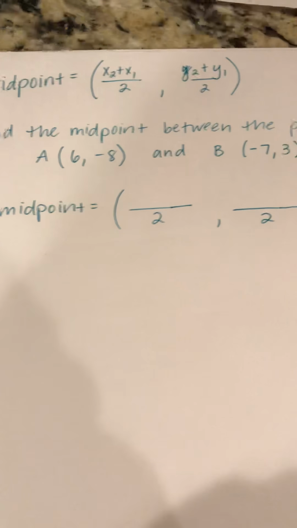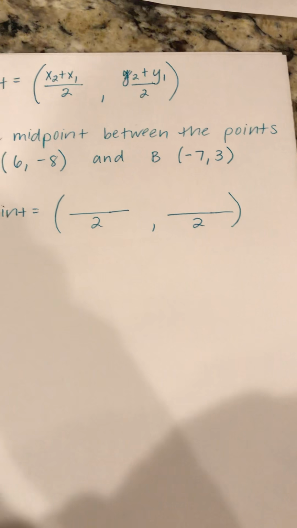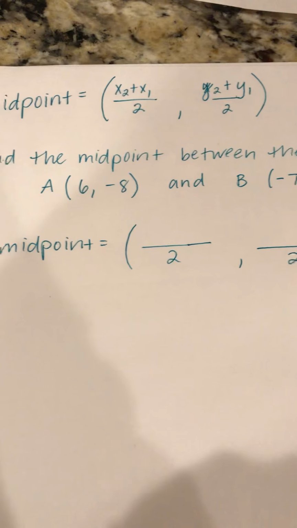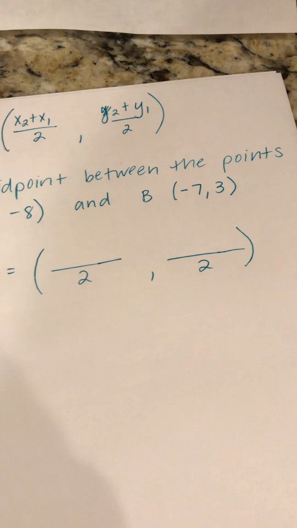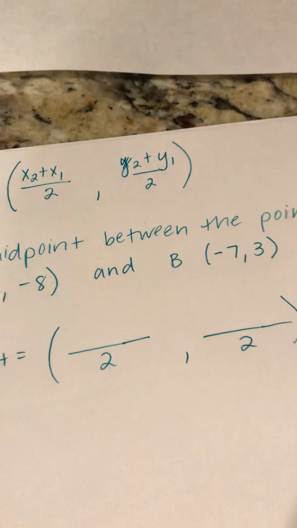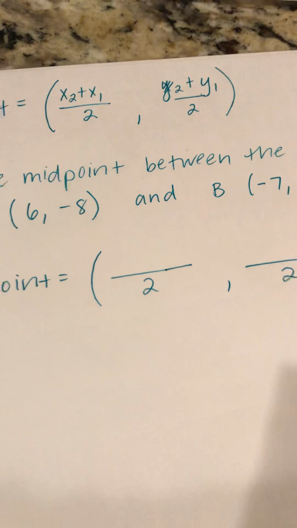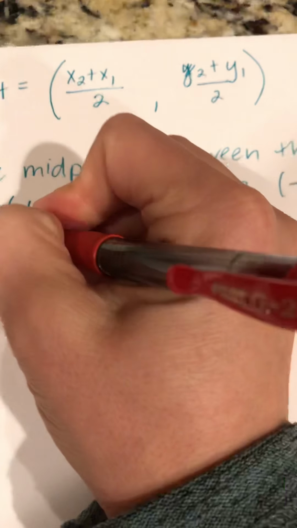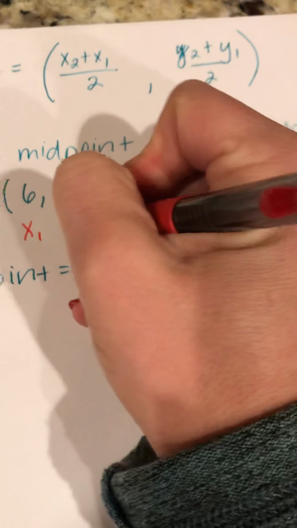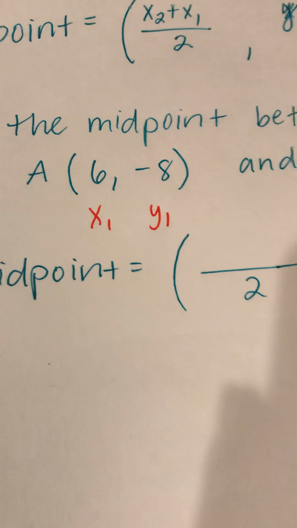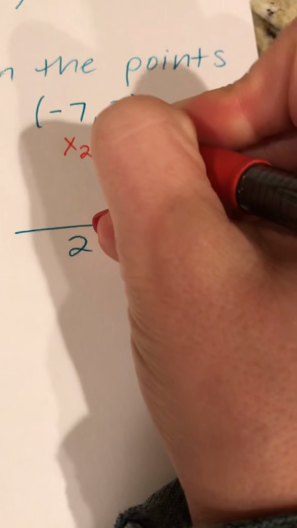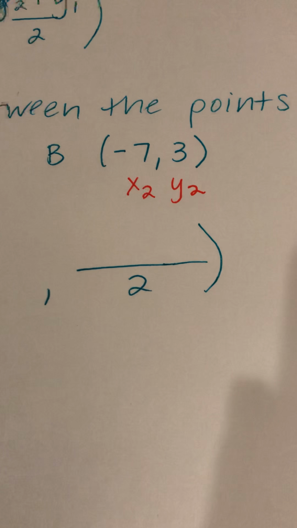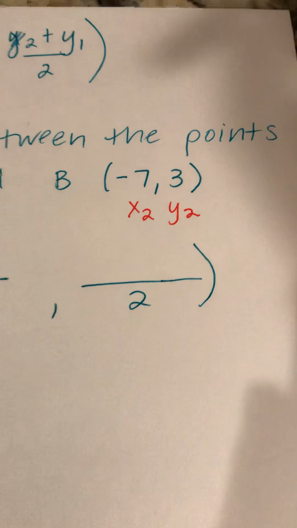So we've got an example here. Find the midpoint between the points A (6, negative 8) and B (negative 7, 3). So we're going to start with our x values. Let's label them first. x1 and y1, because that's our first coordinate, our first x and our first y. And this is going to be x2 and y2 because it's our second coordinate.